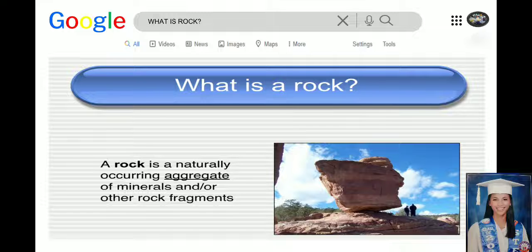Well, a rock is a naturally occurring aggregate of minerals and other rock fragments. Rock is a natural substance composed of solid crystals of different minerals that have been fused together into a solid lump. And it doesn't matter if the minerals may or may not have been formed at the same time, but what matters is that natural processes glue them all together.